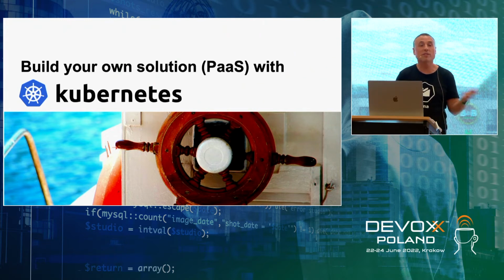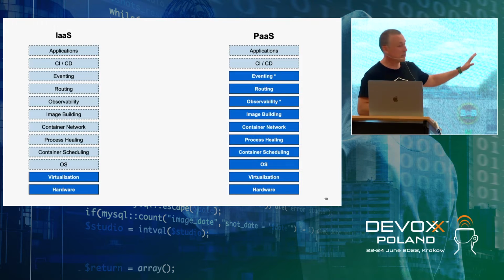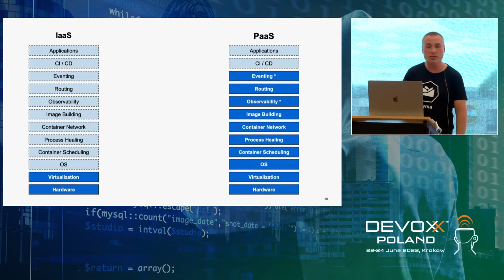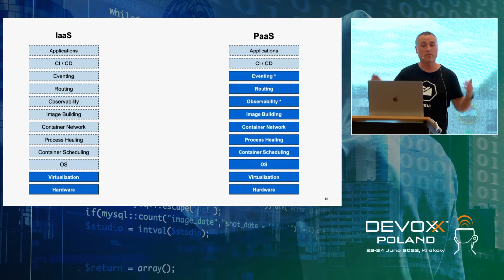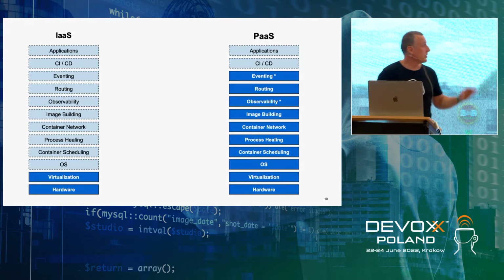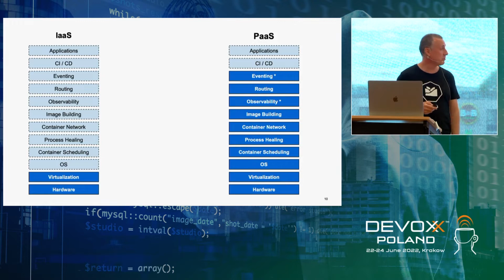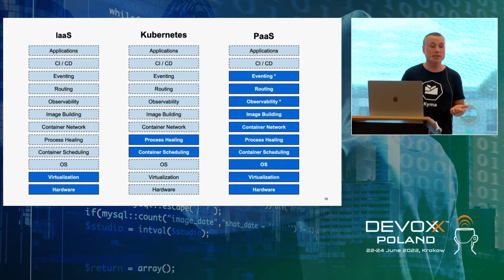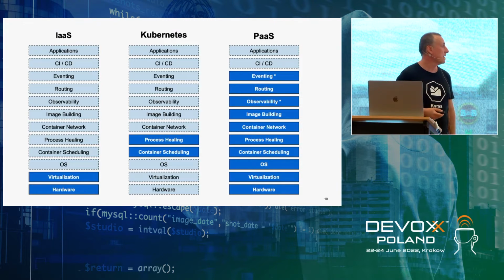And what is the relation of Kubernetes to a platform? You see infrastructure as a service with these dark blue boxes: the things that are already managed for you, and the light boxes are the areas you have to provide on your own. So there is infrastructure as a service, plain VMs. And then you have PaaS with many more things supported. And where is Kubernetes? Kubernetes is here. Not so many. What Kubernetes actually does is container scheduling and process healing. So if your container dies, it will start a new one. And that's actually it.